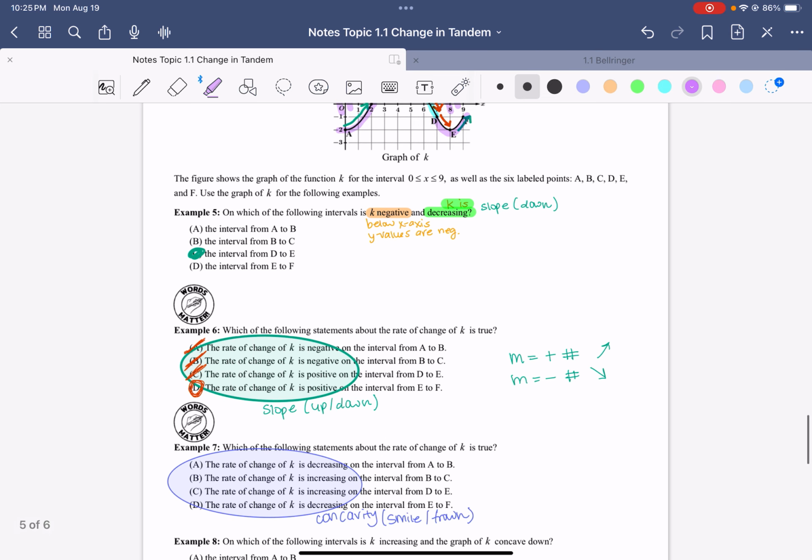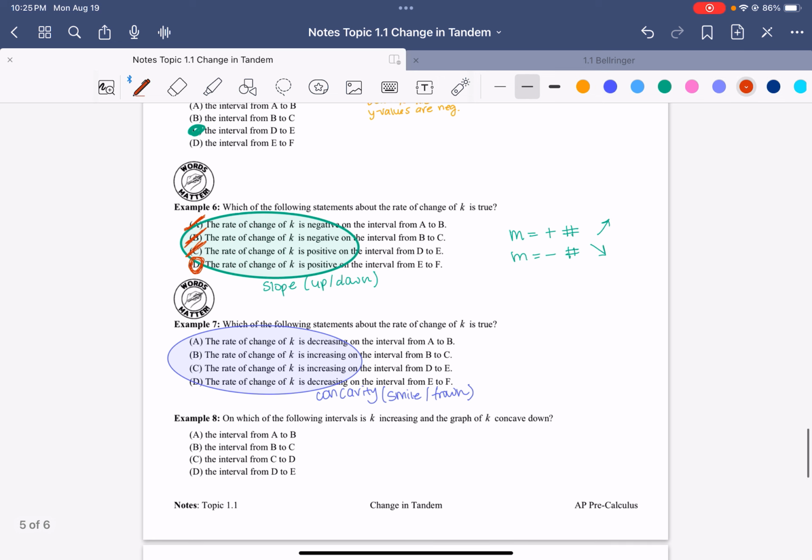So let's look. It says from A to B, the rate of change is decreasing. So that means A to B should be concave down. But from A to B, we have concave up. We see a smiley face. That means that A cannot be the correct answer.